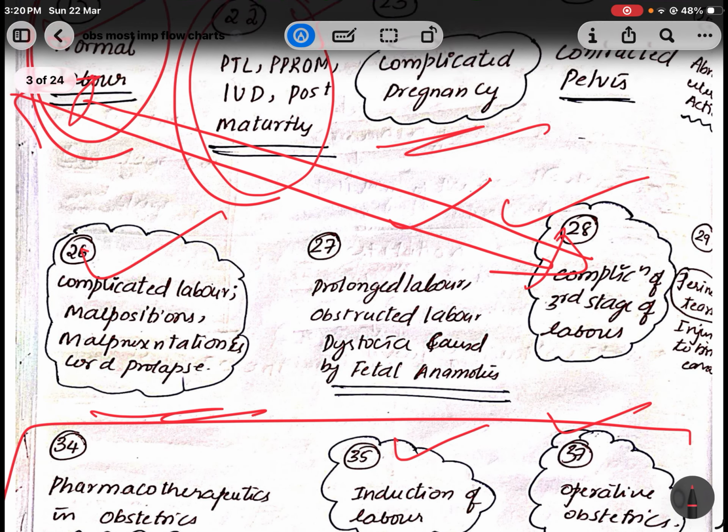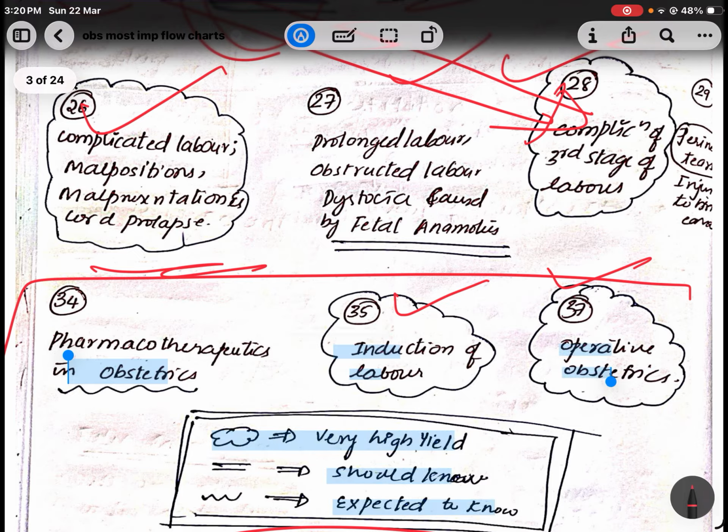And again, all these three are not core obstetrics, but important to know, because that's how you manage obstetrics, correct? Especially induction of labor, all those scores, and the important BPP, how you modify and how you monitor, and also pharmacotherapeutics in obstetrics. All those things are important.